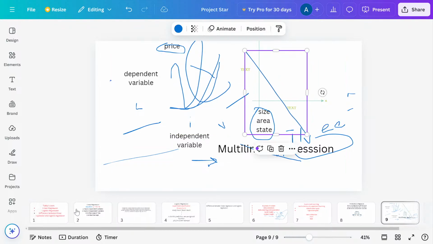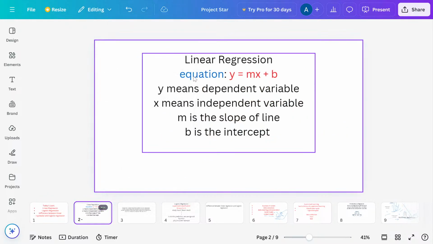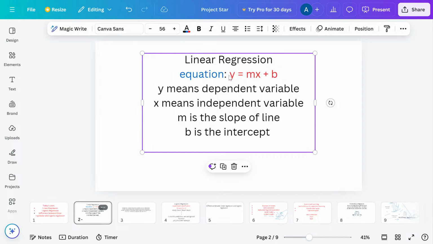So this is one of the equations we know for linear regression: y equals mx plus c. Here y means the dependent variable, x means the independent variable, and m is the slope of the line. So what does m really represent? We know that m is a slope, but basically that's not all it is.